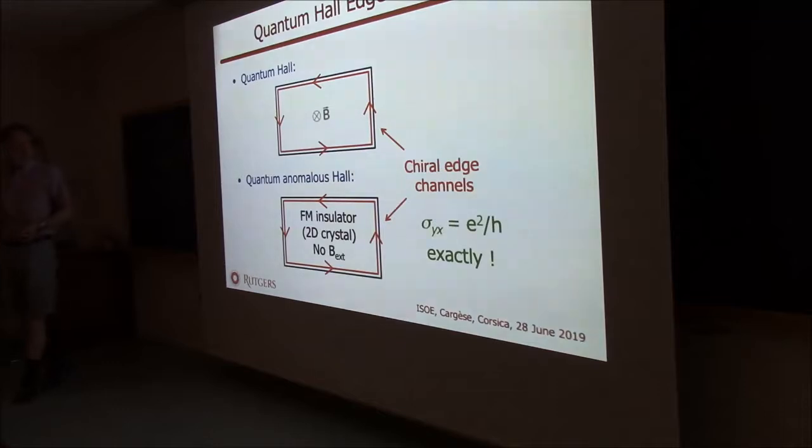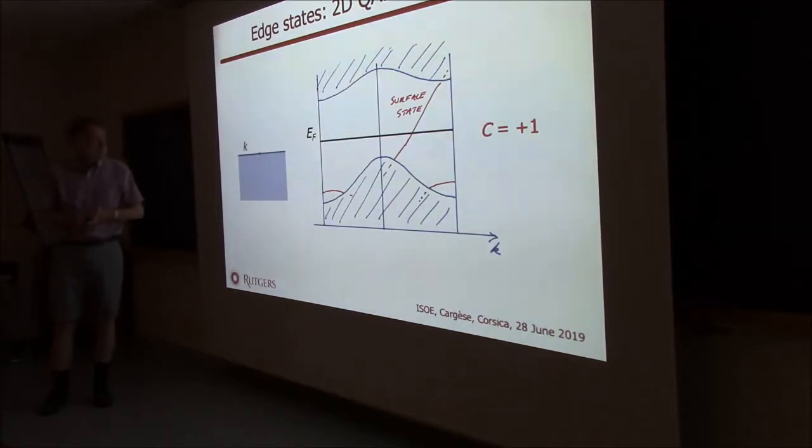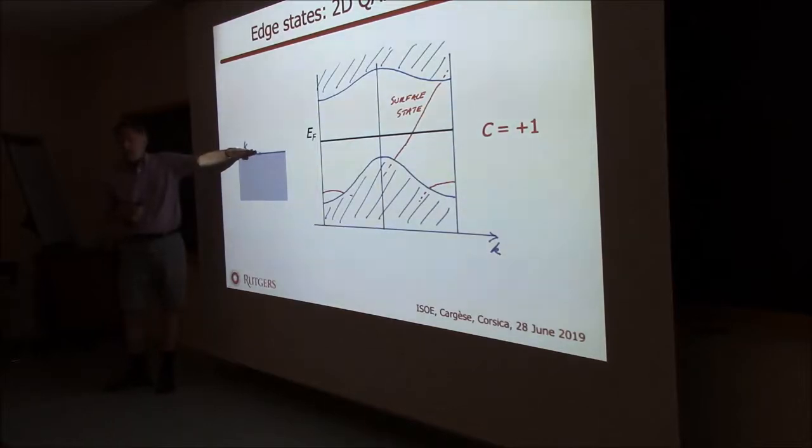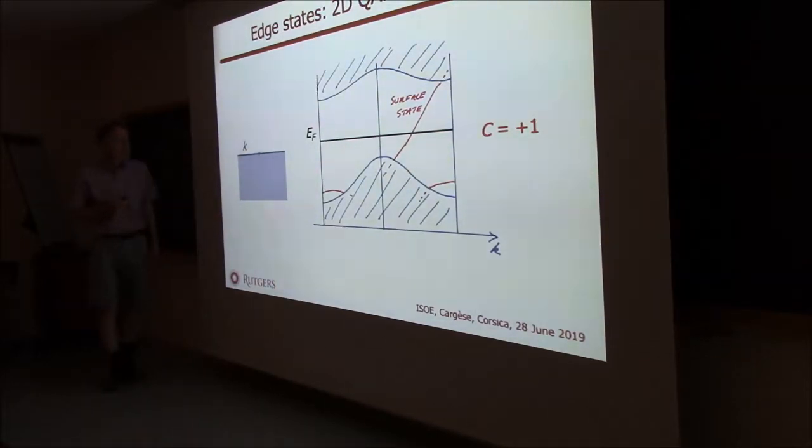If the Chern number is 2, there are two such edge channels, and so on. So let me try to explain why this is. The way we usually think about this is to look at the edge band structure. So this is like a surface band structure, but we're still in 2 dimensions. In 2 dimensions, the edge is a one-dimensional object.